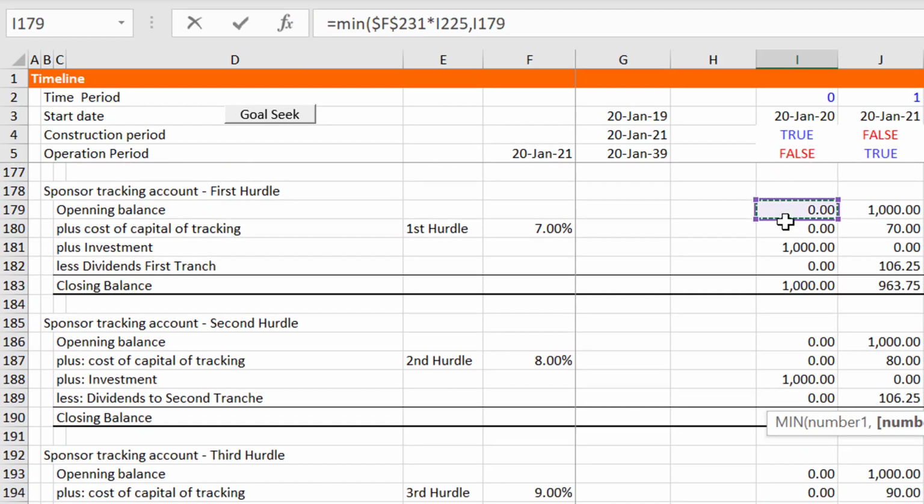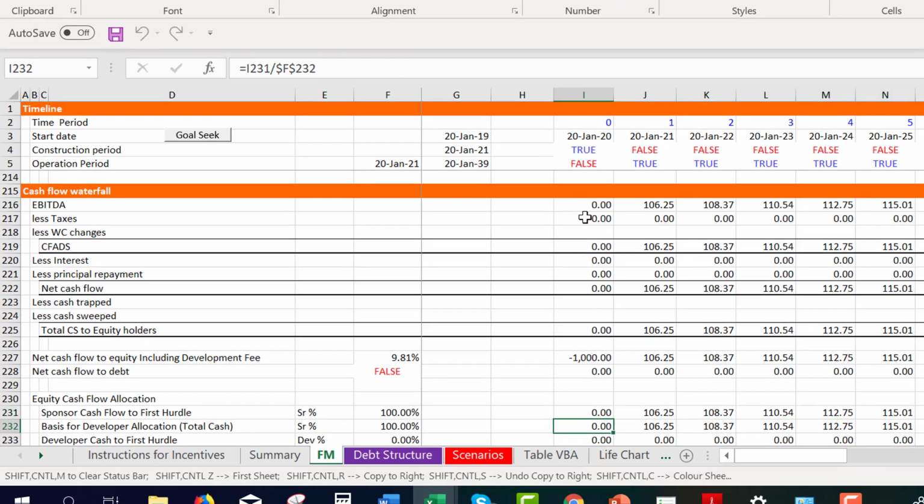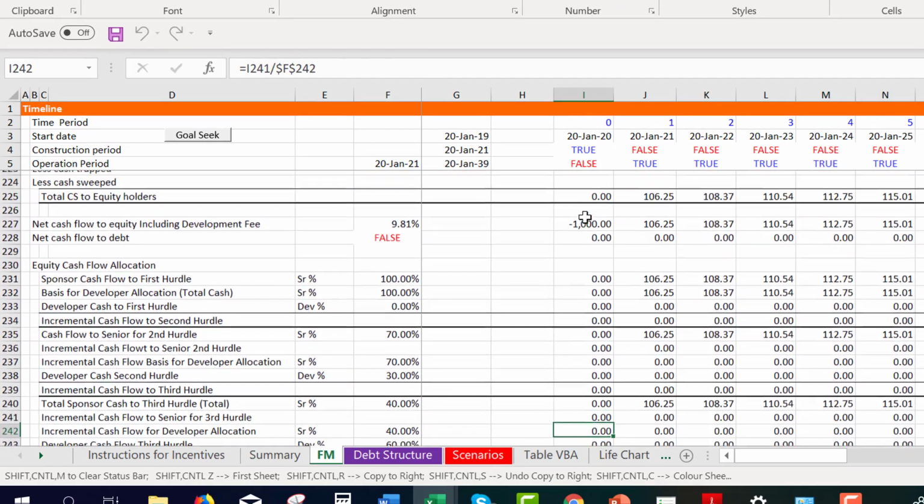You put the opening balance, the minimum of the opening balance, and then you add back, like adding a cash sweep. With a cash sweep you deduct it, but you add in the cost of capital. And when you do that, you copy it across, Shift Control R.